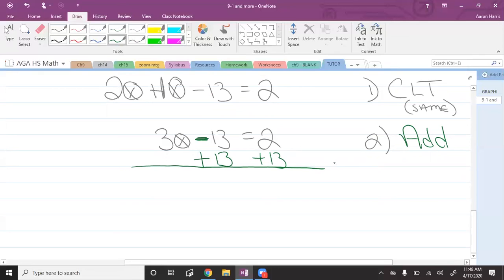So now let's come back over here to the left. 3x. Anything happen to it? No. So just bring it down, correct? Yes. Negative 13 plus 13 is what? 0. Don't forget your equal sign. 2 plus 13 is what? 15. There you go. Step number 3.